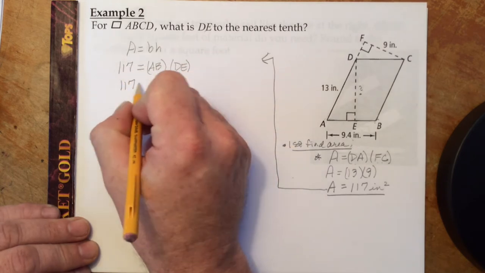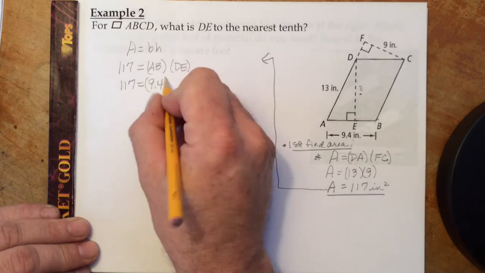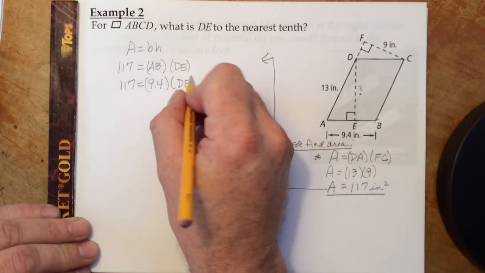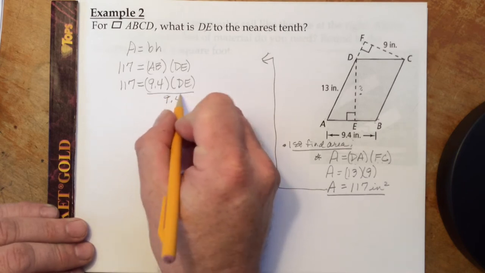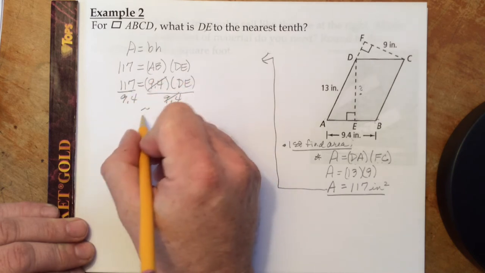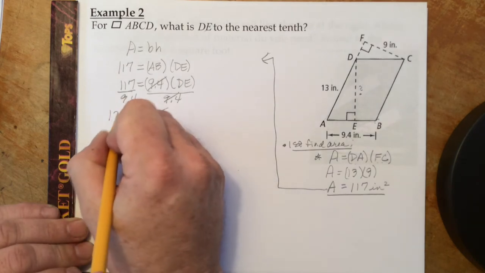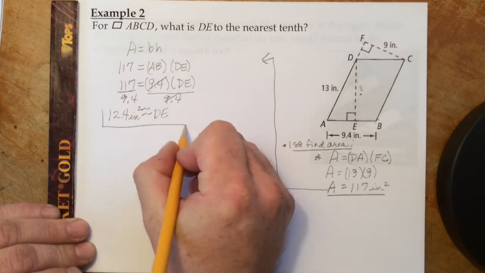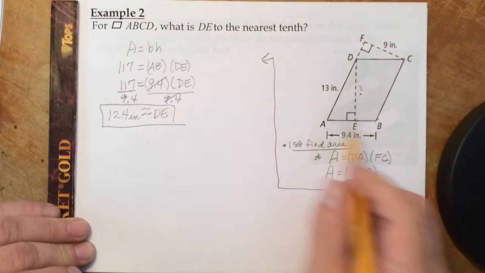So that's 117 equals AB, which is 9.4 inches, times DE, that's what we're looking for. And then by dividing both sides by 9.4, we can solve for DE. When you divide, you get an approximation. Rounded to the nearest tenth, we get 12.4. And this is square inches. Oh, inches, not square inches. This is the height.